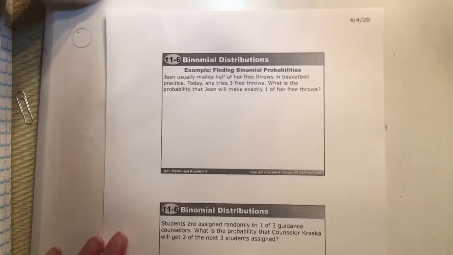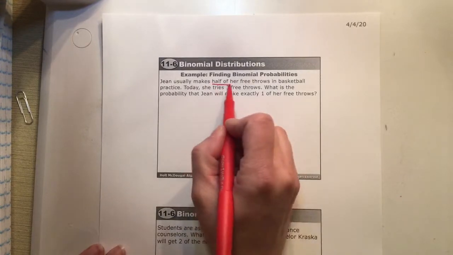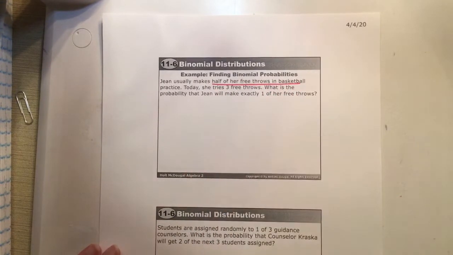We're going to look at two basic ones, and we're going to step it up, okay? So let's talk about Jean, and Jean is doing some free throws. Jean usually makes half of her free throws in basketball.